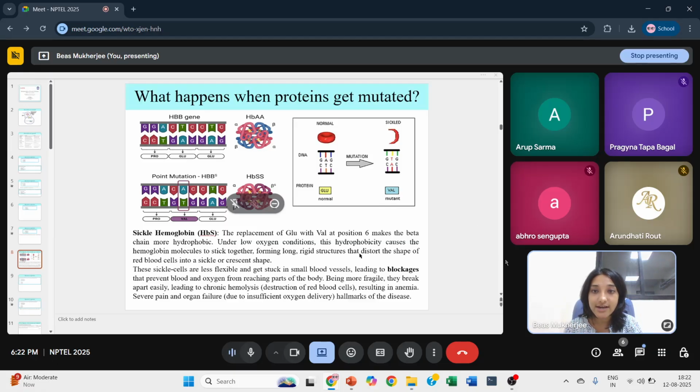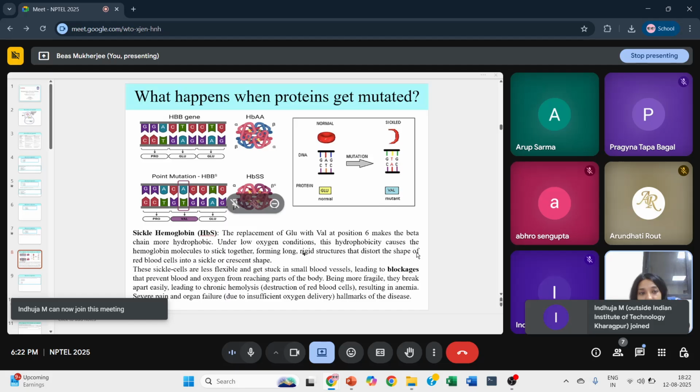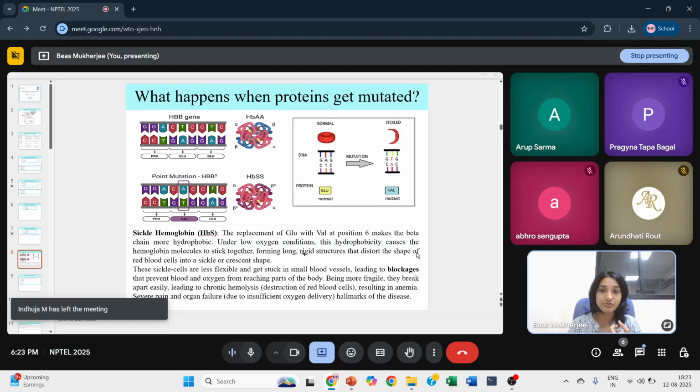And what is the difference there? The sickle cell hemoglobin is different from the normal hemoglobin by the replacement of glutamic acid with valine at position 6. This makes the beta chain more hydrophobic. Now hemoglobin is made of 2 alpha and 2 beta subunits, right? It is a quaternary structure. So alpha is normal, but the beta subunits are labeled as beta S, beta sickle cell. So this becomes more hydrophobic.